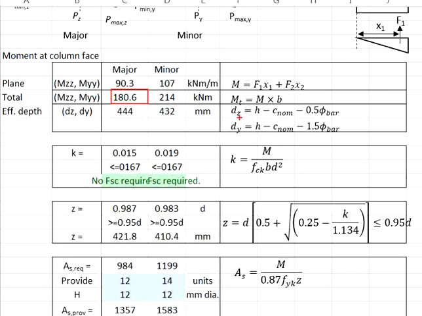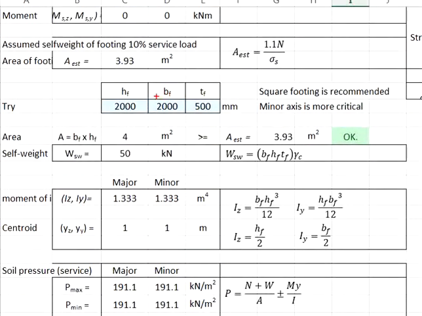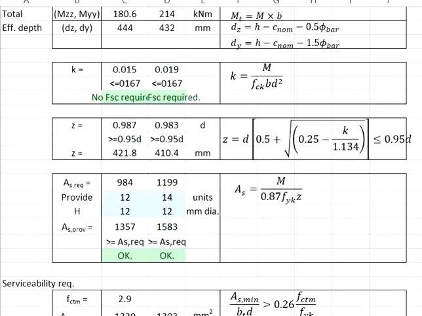Take the moment divided by FCK 30 divided by the B. Since you are talking about the major axis, the B will be due to the minor axis, which is this one, and then the effective depth to be squared. The calculated values are here.